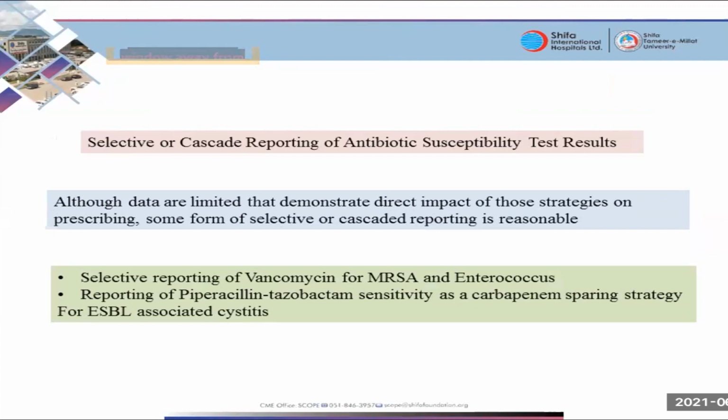One of the strategies which is being used by our lab as well is the selective or cascade reporting of the antibiotic susceptibility result. There is limited data which demonstrates the impact of this strategy. But selective reporting basically is the practice of reporting susceptibility results from a limited number of antimicrobials instead of all the tested ones. For example, a lab would not report susceptibility results of linezolid if Enterococci or Staphylococcus aureus is susceptible to the first line agent, that is vancomycin. So it means susceptibility results of secondary antibiotics, which are more costly or broader spectrum, are not reported unless the organism is resistant to the primary agent.